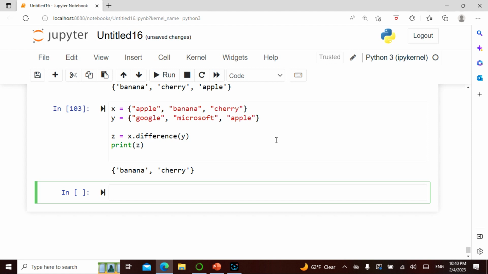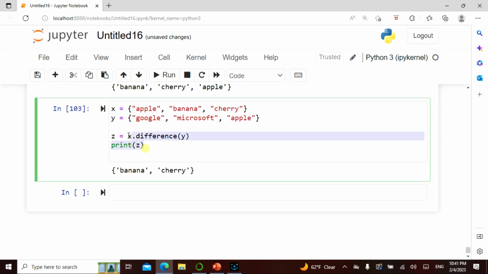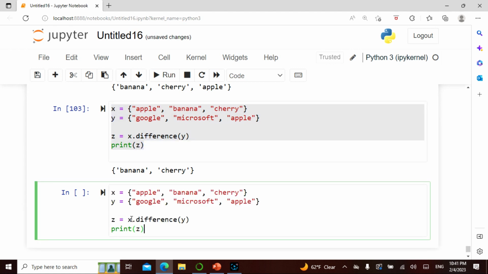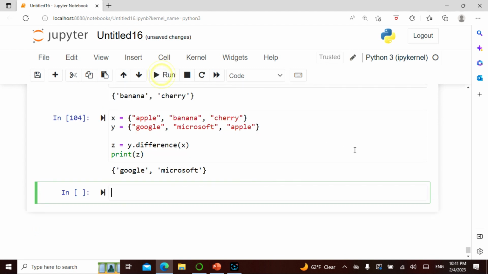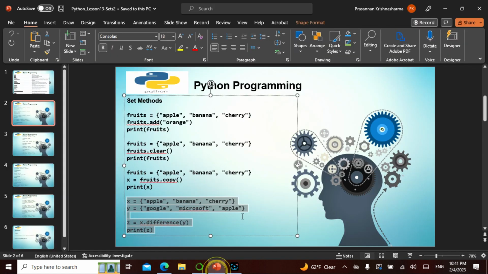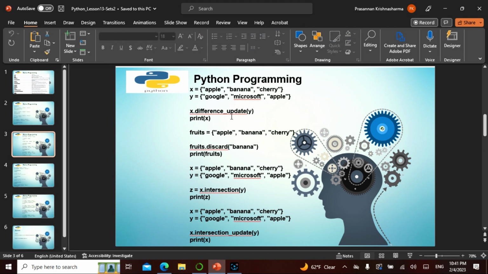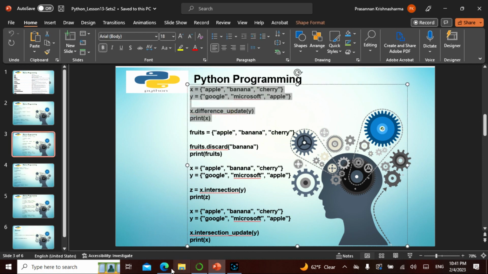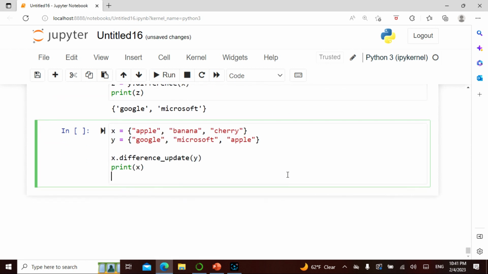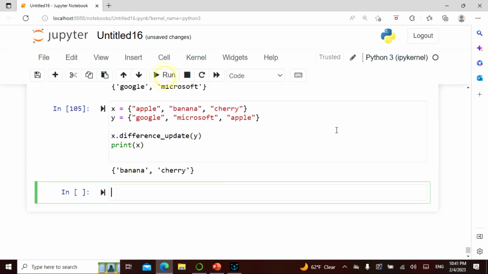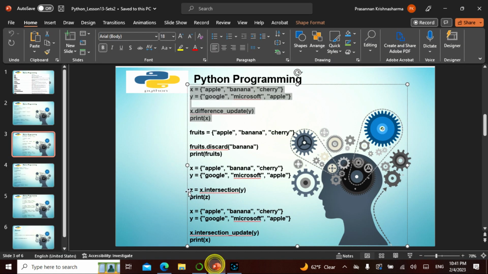X dot difference Y. If I say Y dot difference X, it will be Google and Microsoft. Do you want to try that? Y dot difference X, Google, Microsoft. So there's still more, right? What is the difference update? Banana, cherry, same concept.